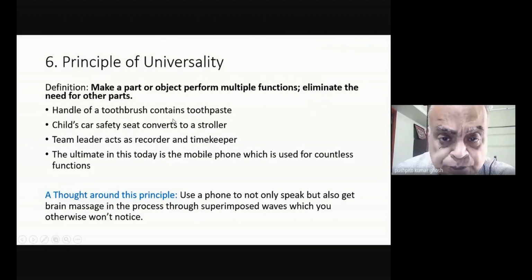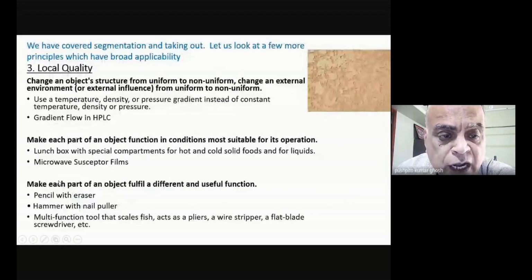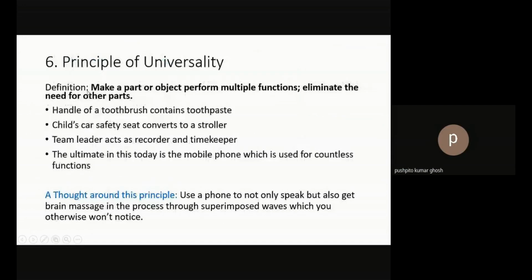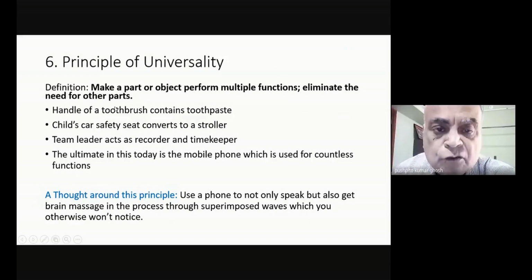Now, here, of course, not so different from this part, where you are making an object fulfill different and useful functions. Here, slightly different. What you're doing is make a part or object perform multiple functions, eliminating the need for other parts. So suppose again, if I've got a toothbrush, automatically you assume that you'll have to have a toothpaste. Typically, it's another tube of toothpaste. But if you have a toothbrush with a hollow handle, and you can actually fill it with toothpaste, I can squeeze, and the toothpaste can come onto the toothbrush.